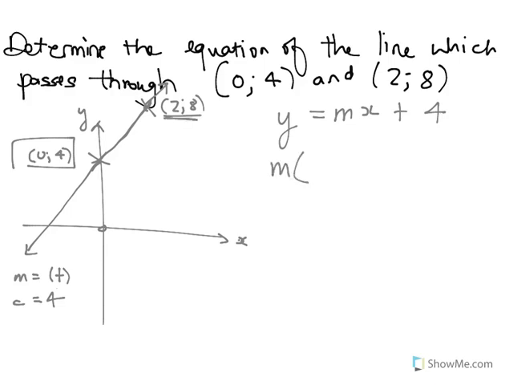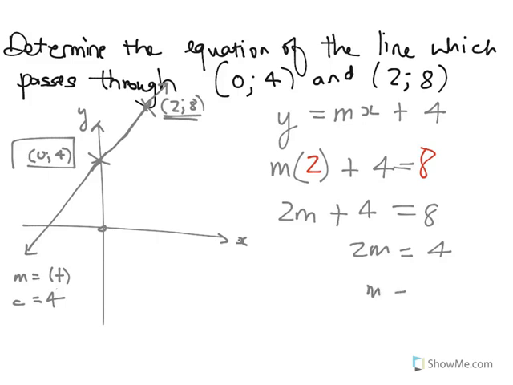When my input is 2, my output is 8. So 2m plus 4 is equal to 8. 2m is equal to 4, and so m would be equal to 2. So then I'd know that the equation of my line is y equals 2x plus 4. So that's one way that you could do it. That's not what I wanted to erase.